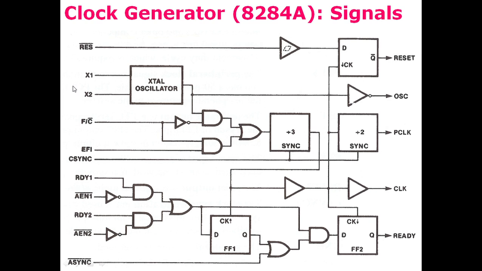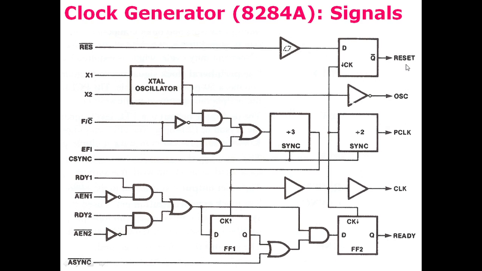So for example, if we get 15 megahertz frequency here and this is divided by 3, we get 5 megahertz frequency here. While if the same frequency is divided by another counter here by 2, then we get the peripheral clock frequency, which is 2.5 megahertz, which is connected to the peripheral devices.